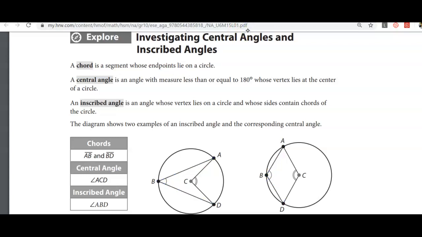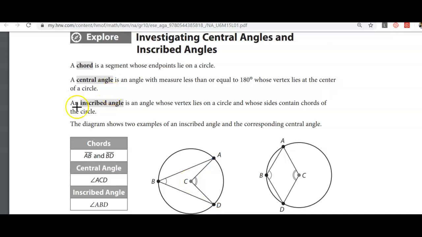Then you have central angles. A central angle is an angle with measure less than or equal to 180 whose vertex lies at the center of a circle. So this would be a central angle. This one would not be considered a central angle, because its vertex does not lie in the center of the circle. This guy right here is the center, so this right here would be considered a central angle.